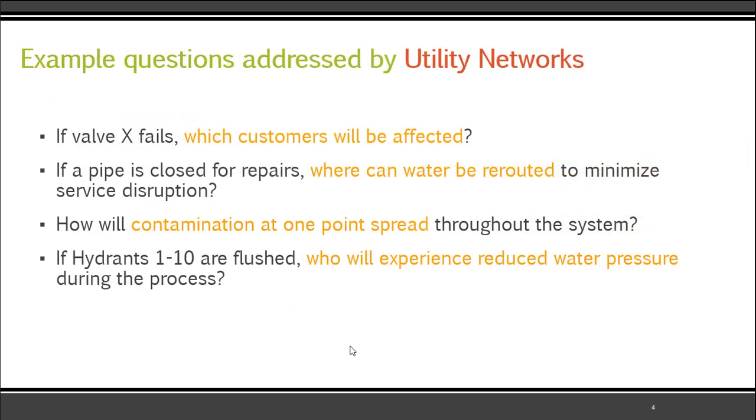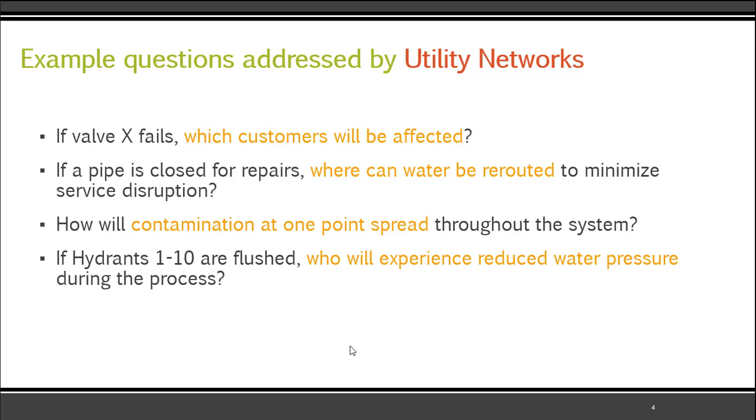Some questions you can ask with utility networks are, if a water valve fails somewhere in the system, which customers would be affected? Because you can trace downstream of that particular valve and see who along the line would be affected. If a pipe is closed for repairs, where can water be rerouted to minimize service disruption? Because you can go up to the next place where there's a junction, and then you can see if you can route water around that.